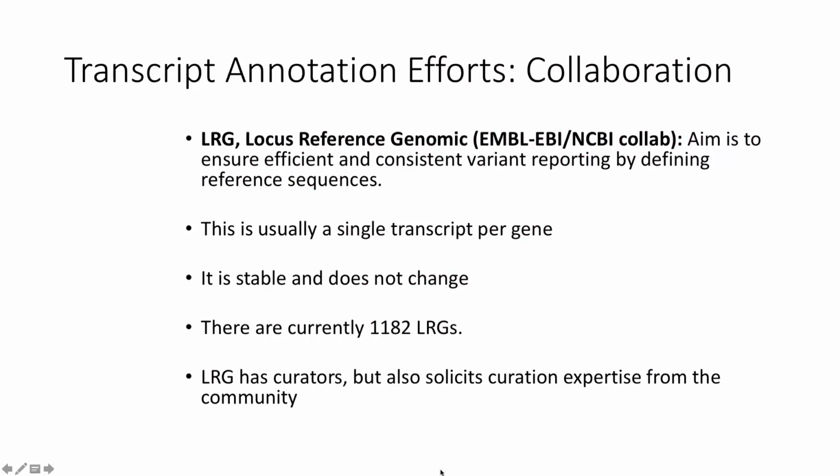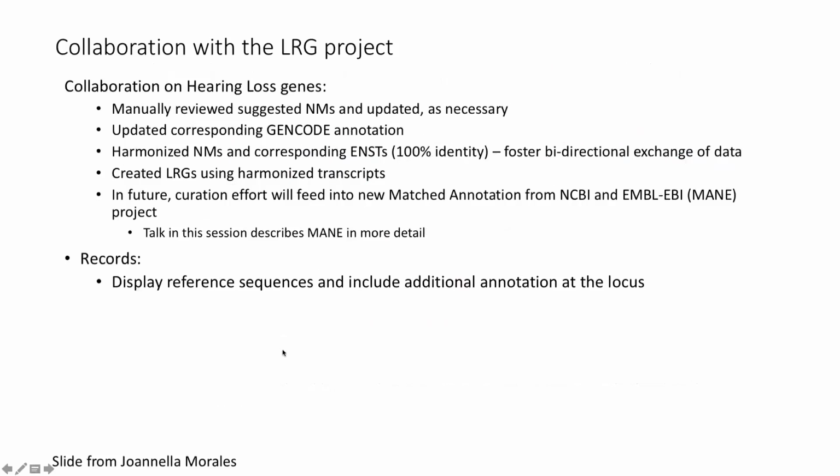And one example of this, as I mentioned, is that we collaborated through our hearing loss transcript curation with the LRG project. After our transcript curation, which was published in the Journal of Molecular Diagnostics, I'll give you the citation later, we sent them a list of about 160 or so genes and their transcripts that we recommended, and they manually reviewed those suggested NM transcripts and updated them as necessary, and they tried to harmonize them with the Ensembl transcript to foster bidirectional exchange of data. And this curation effort will feed into the new main effort that I'll talk about.